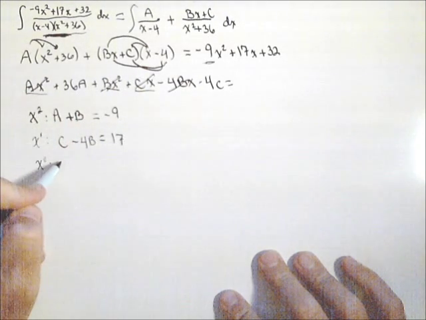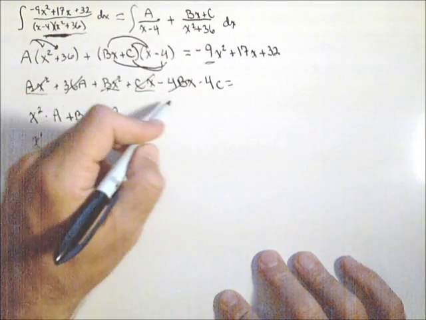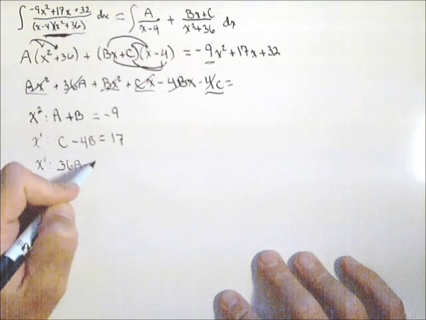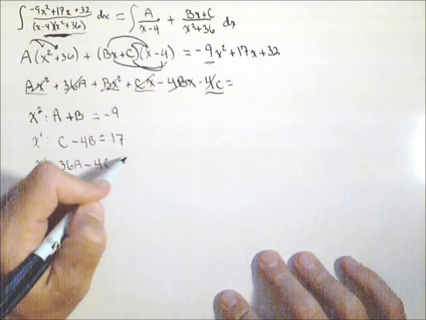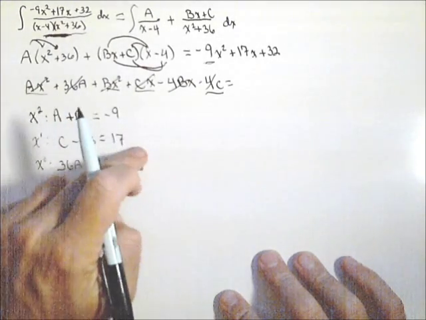Last, we have our constant terms. So we have 36A minus 4C, and that has to be equal to our constant term of 32.